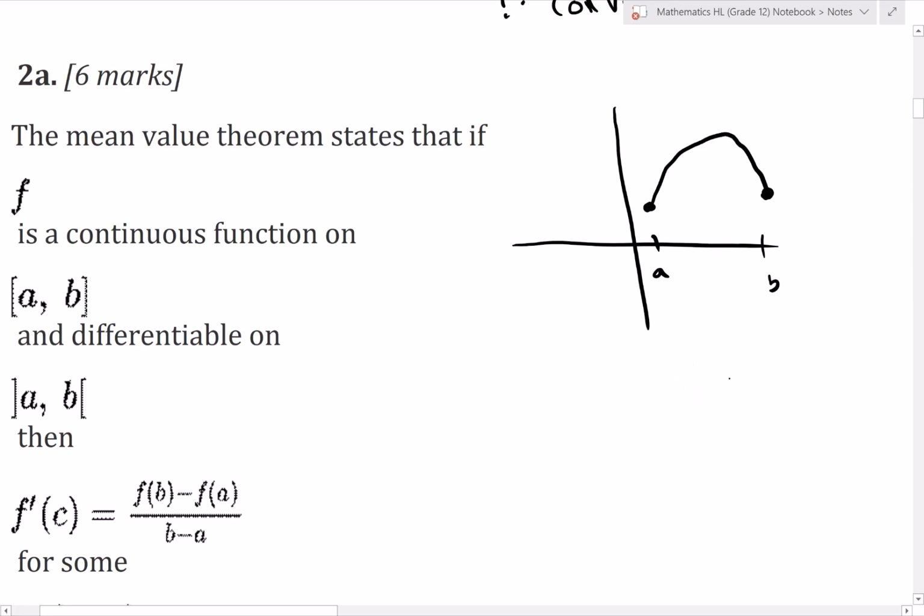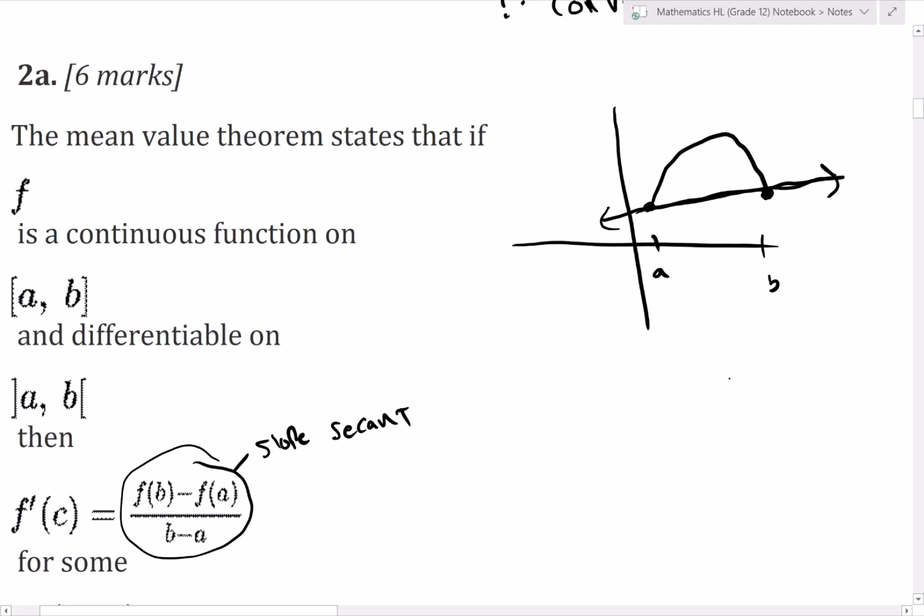What it's saying is if I find f of b minus f of a over b minus a, which is the slope of the secant line, right? So if I find the slope of this line here, this is the slope of the secant line, then there exists some point in between a and b. We're going to call it c. There's just some x value in here where the slope of the tangent line is the same, right? So it's saying in between there's some tangent line that's the same slope as the secant line that goes through f of a and f of b, right?